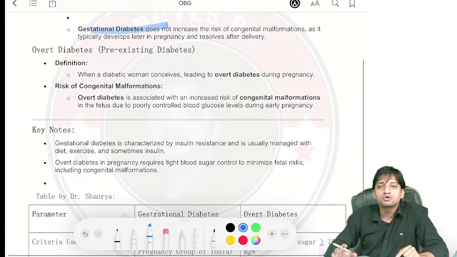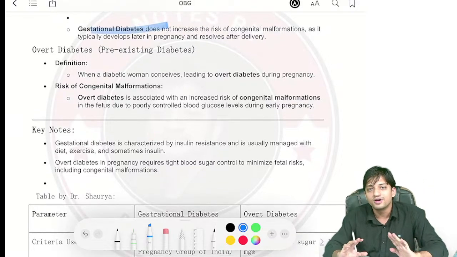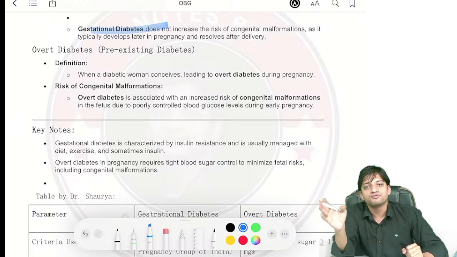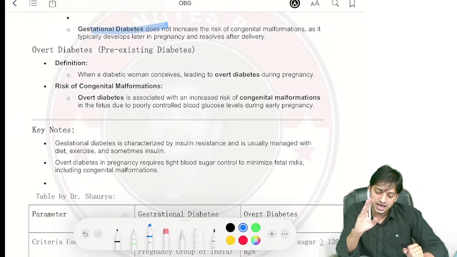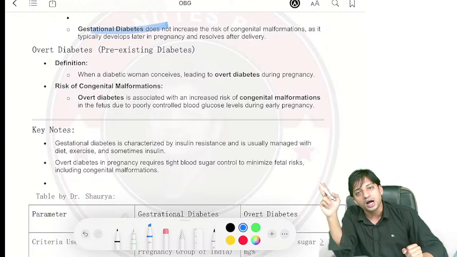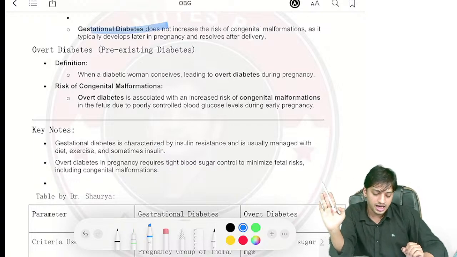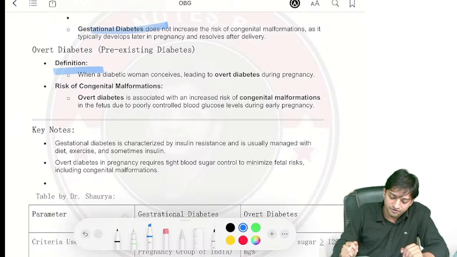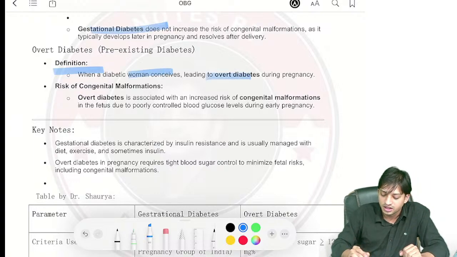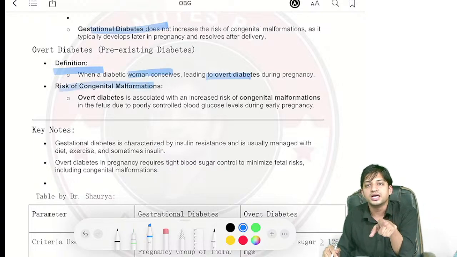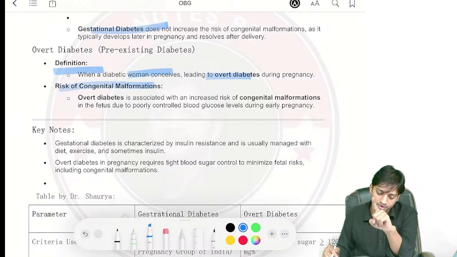Now, coming here to overt diabetes. What is overt diabetes? Overt diabetes is when the mother, before getting pregnant, was suffering from diabetes mellitus. That means pre-existing diabetes, or diabetes existing before the occurrence of pregnancy in the female. That is overt diabetes mellitus. Have a look here. So, definition: when a diabetic woman conceives, leading to overt diabetes during pregnancy, we have discussed. Risk, again in overt diabetes mellitus, there will be risk of congenital malformation, right?